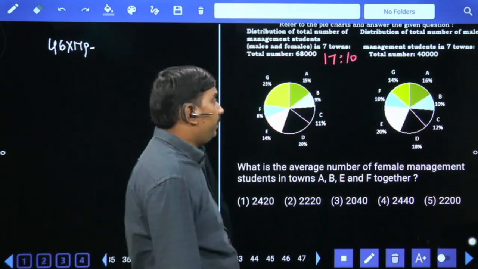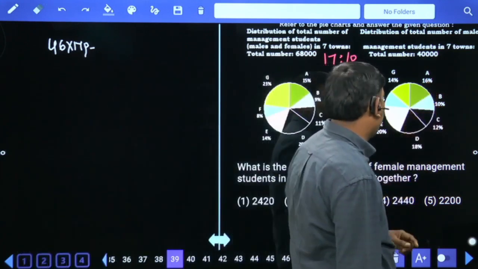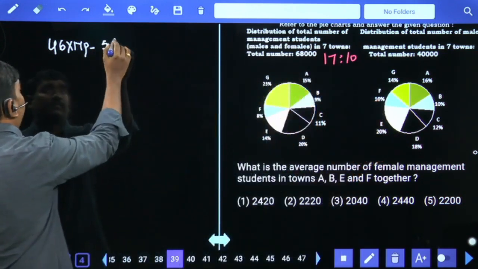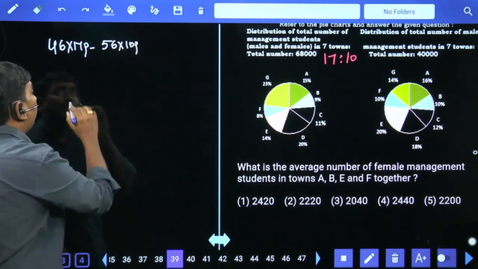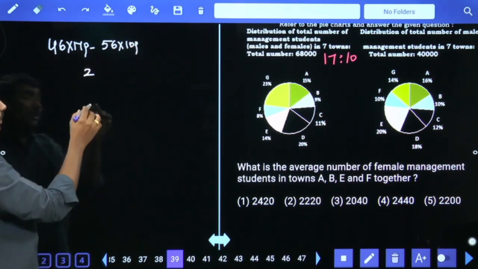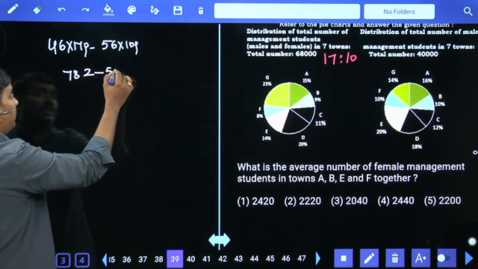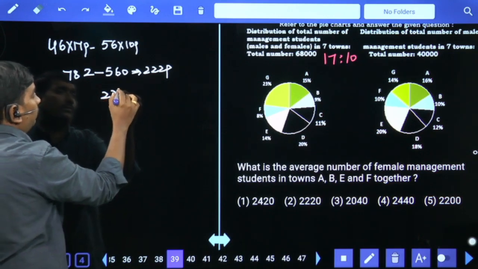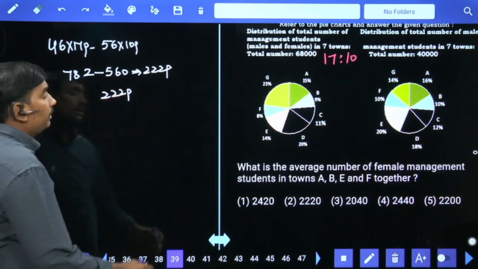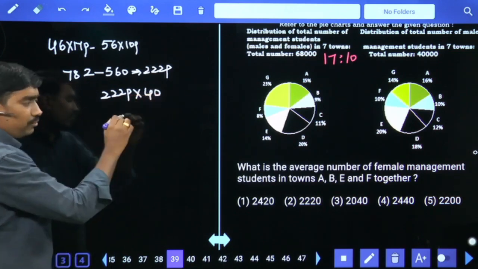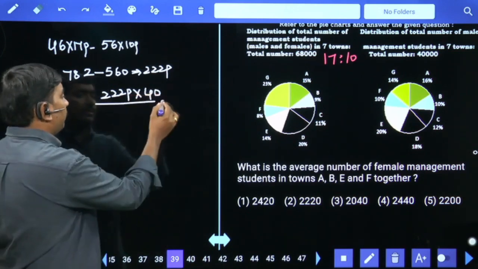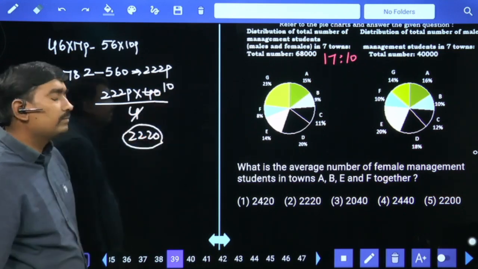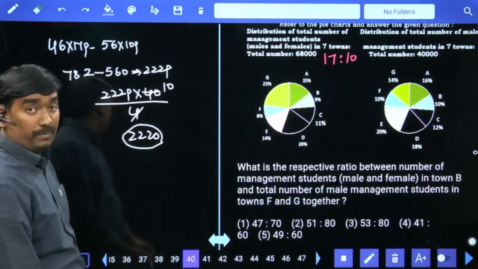Minus males of A, B, E, F: A 16, B 10, 26. 20, 46, 10, 56 into 10 parts. 46 into 17, 782, minus 560. 222 parts. Already you know one part value 40. 222 parts means 222 into 40. This is total. Asked to calculate average, so divide by 4. 2220 is your answer. Simple. Note: do not follow the percentage approach, somehow time taking.